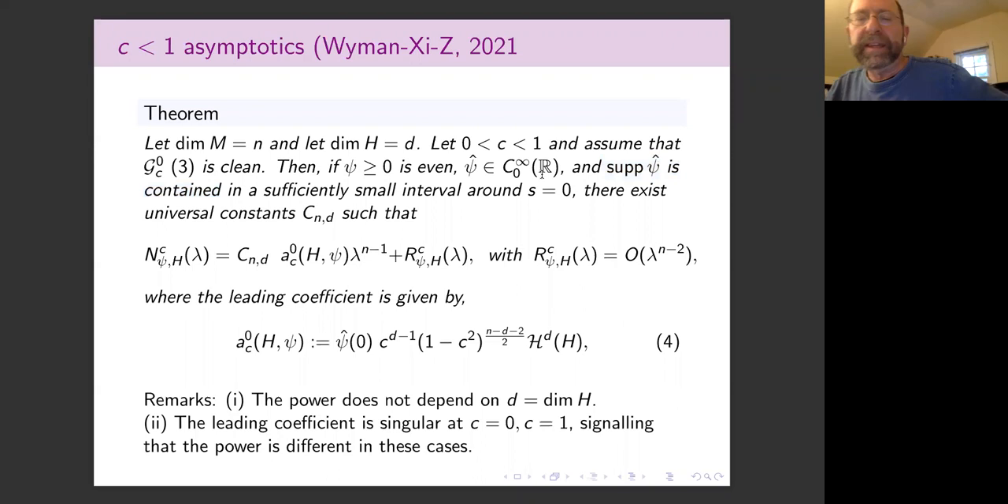We get an asymptotic formula for the Kuznetsov-Weyl sums, the sums of the squares of the Fourier coefficients in the C interval. And so we get a main term and a remainder. The principal interest, I think, of the main term is that the power does not depend on the codimension of H, as it turns out. However, the leading coefficient has a very simple formula in terms of psi hat. This is basically the volume of SC sub H of M, because it's fixed points for this flow. And at T equals S equals 0, they're all fixed. We get the Hausdorff measure, the Riemannian d-dimensional measure of H.